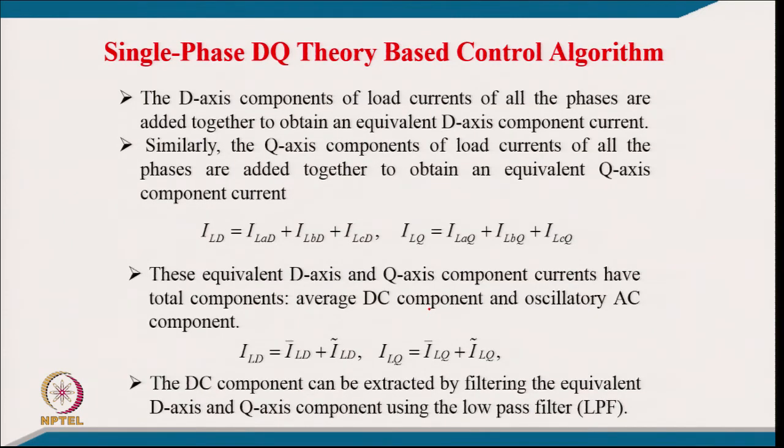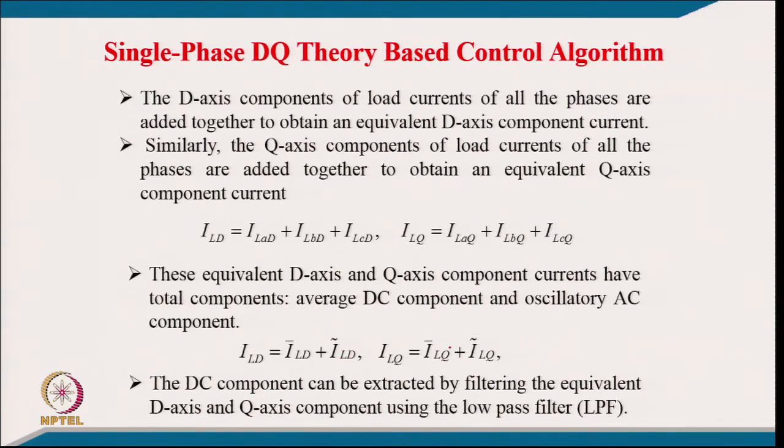Then the d axis component of load current of all phases are added together to obtain the equivalent d axis current, and similarly the q axis component of load current of all 3 phases are added together. So, we are adding all 3, and the quadrature component of load current, or reactive current, is also added. Once we add, it has a DC component and an AC component. The DC component is for active power of the load, and the AC component is the ripple, corresponding to negative sequence, harmonics and other components.